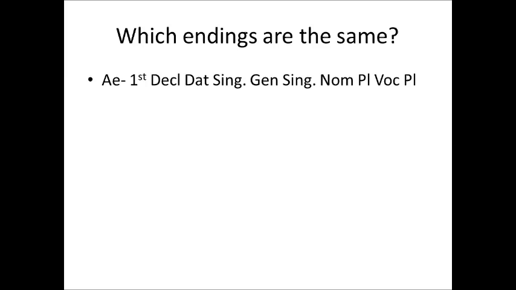So which endings are the same that you might get confused with when you see them while you're translating? If you see an AE at the end of a word, then it could be first declension dative singular, it could be first declension genitive singular, nominative plural, or vocative plural. So when you see AE, it might mean to the girl, of the girl, or belonging to the girl, the girls as a subject, or girls, calling out the girls as the vocative plural. Those are your possibilities for AE.